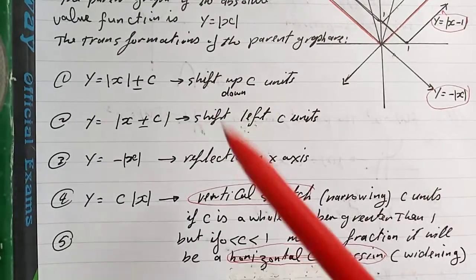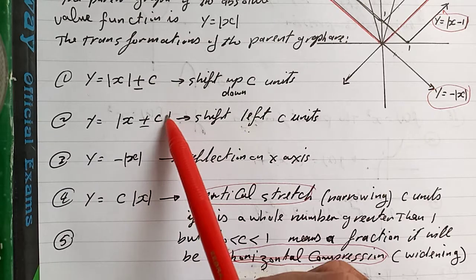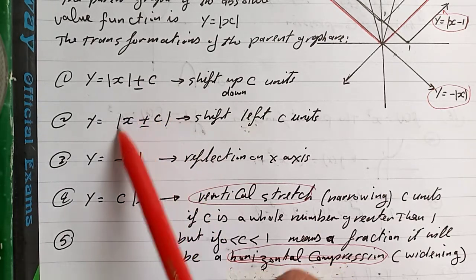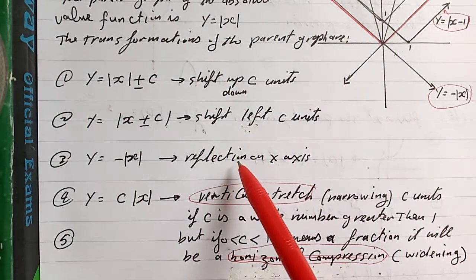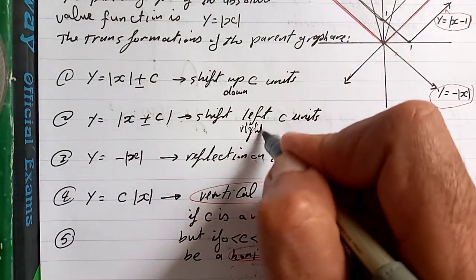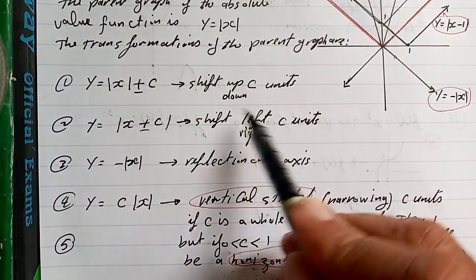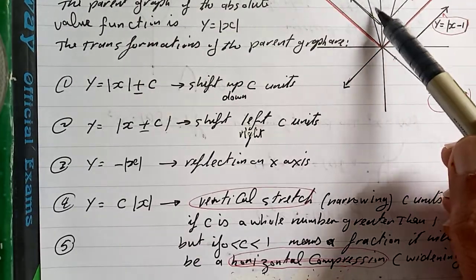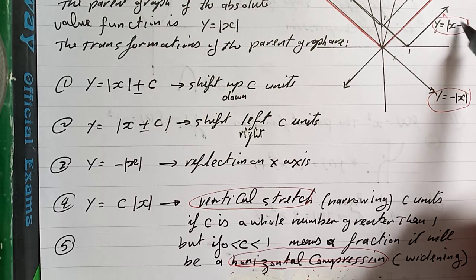And number two, if you produce a transformation inside the bracket itself, it will be the absolute value of x plus or minus c. This will make a shift left or right, c units left or right. So if it is plus, it will be a shift left, minus, it will be a shift right. So for example, this one is a shift right, so it will be y equals absolute value of x minus 1, but inside the brackets.